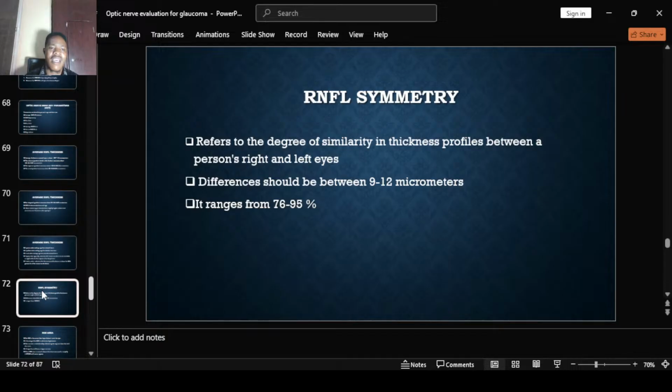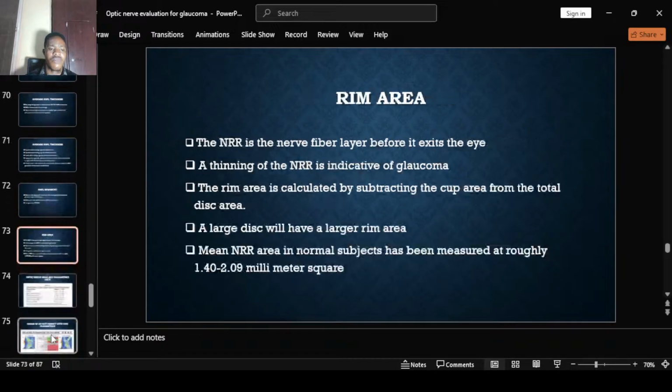Now, the symmetry refers to the degree of similarity in thickness profiles between a person's right eye and left eye. Every time we are looking at the two eyes, we want to note what the symmetry is, because for any organ that is two in the body, there should be a level of symmetry. So we want to ensure that the symmetry of the right eye and the left are the same. Differences should be between 9 to 12 micrometers, and it ranges from 76 to 95%.